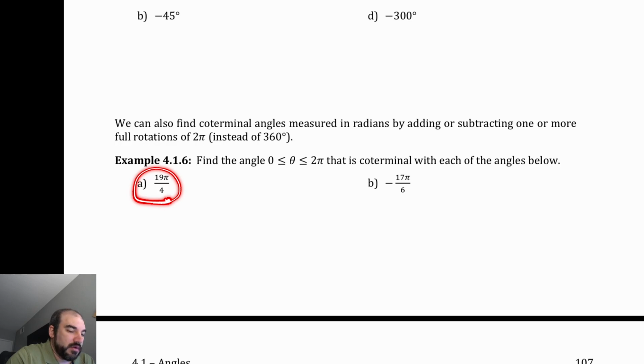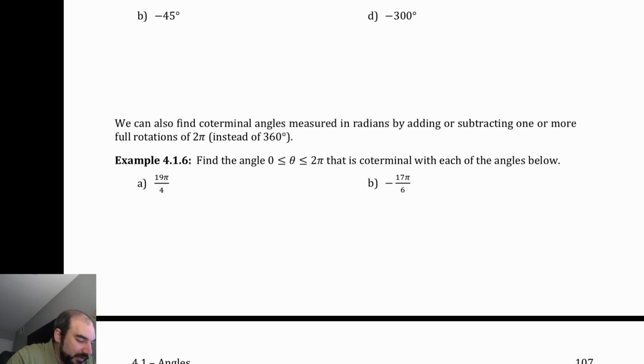Because it's greater than 2 pi. How do you know it's greater than 2 pi? It looks weird. It has a denominator, so it's really hard for me to compare this to 2 pi. How do you do that comparison? I mean, you just divide 19 over 4. If you do 19 divided by 4 and approximate, that's like 4.75. Good. It's 4.75 pi, and that's bigger than 2 pi.